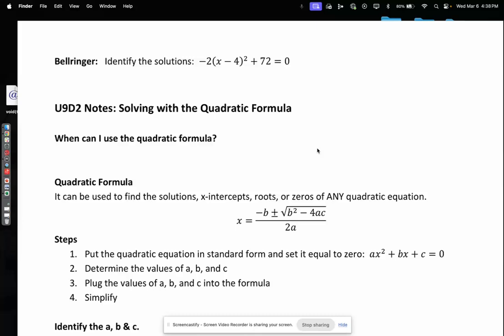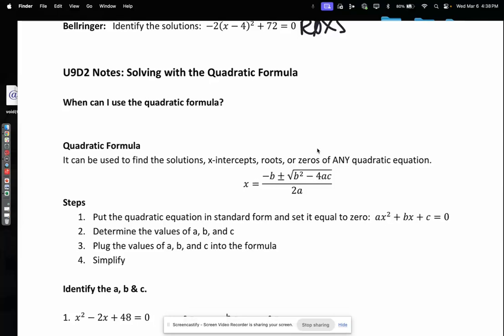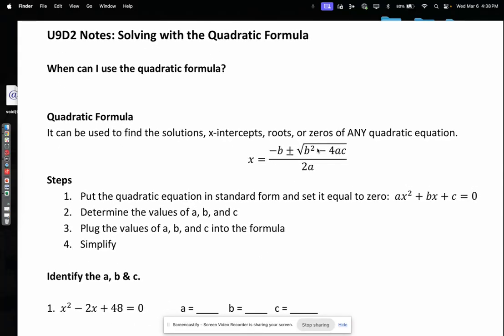So we're going to talk about using the quadratic formula today. The bell ringer, just identifying solutions. Remember, you can always graph that. You're looking for the rocks when it talks about solutions. We've talked about lots of ways to find solutions: graphing, the square root method. If you are unsure, we also talked about the snowflake and setting those factors equal to 0.